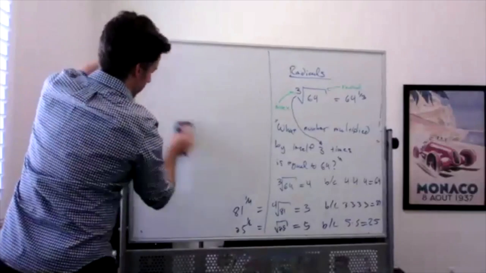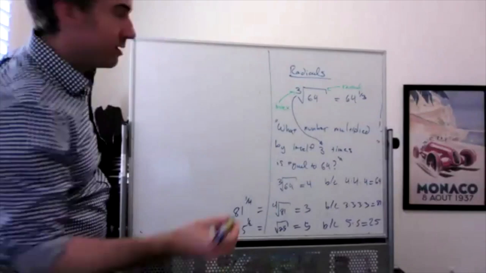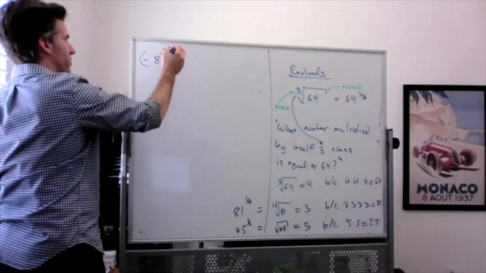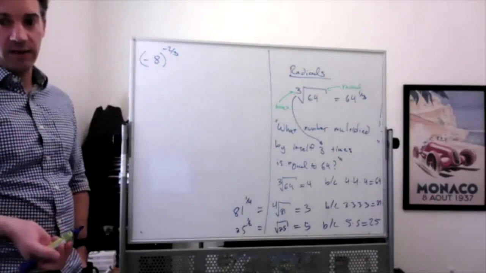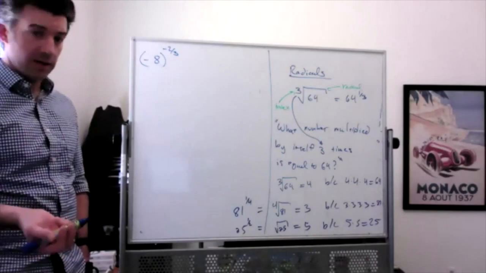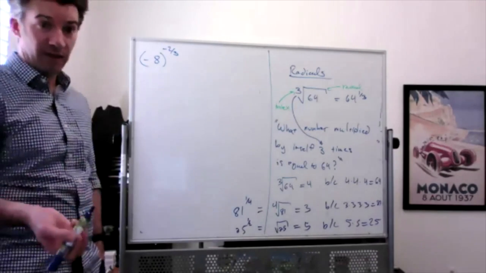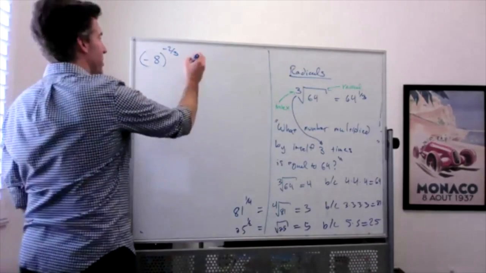In fact, we'll start with one of my favorite examples. I want to evaluate -8 to the -2/3 power. So there's a couple ways to go about this. My preferred way is to think about doing the root part first, meaning the denominator part of the power, and then the numerator part after.